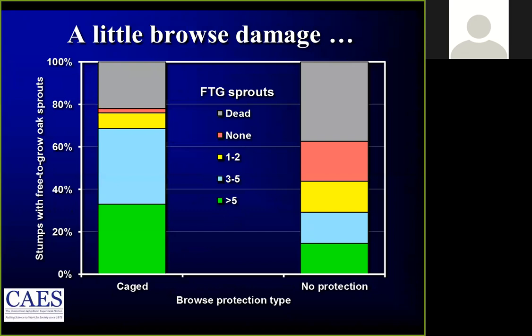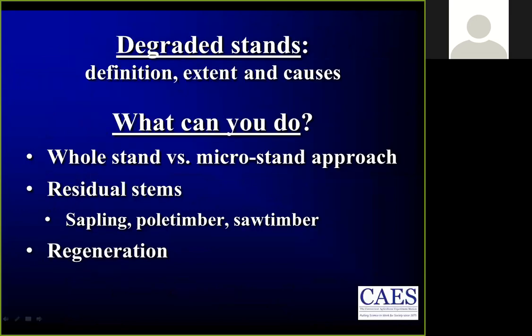So free to grow are oaks that are getting full sunlight. If you look at this one on the left that says caged, close to 90% of the stumps that had a sprout had a free to grow sprout. Well, if you look at those that didn't have any protection, even though the deer browse only reduced growth by 1 year, not even 50% of those stumps produced a sprout which had a free to grow sprout.